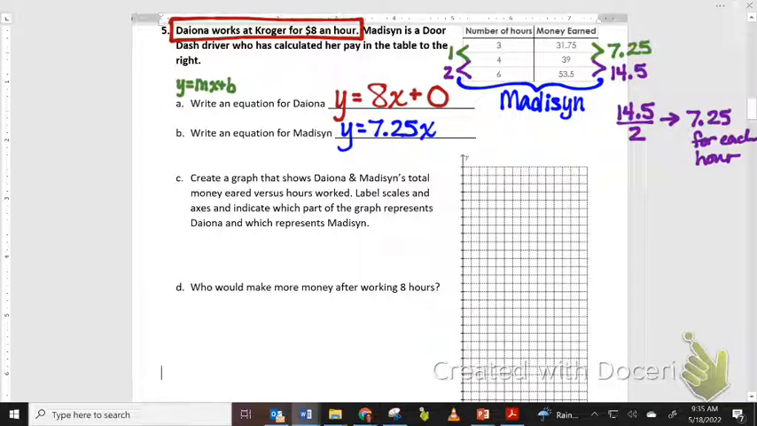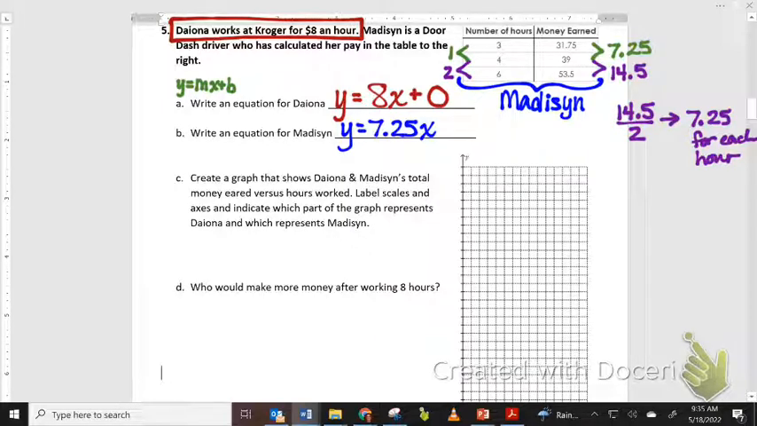I can't just assume that it's plus 0 here. With Dayana, I could, because they told me she makes $8 an hour, and I got no more information than that. When I've got this table, for all I know, with Madison's DoorDash job, they do give her money just for clocking in. And then she gets $7.25 an hour. I don't know. How would I figure that out?